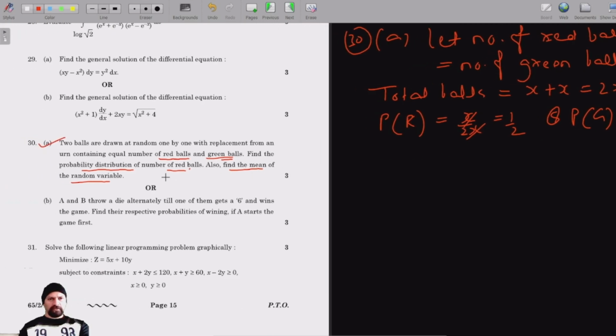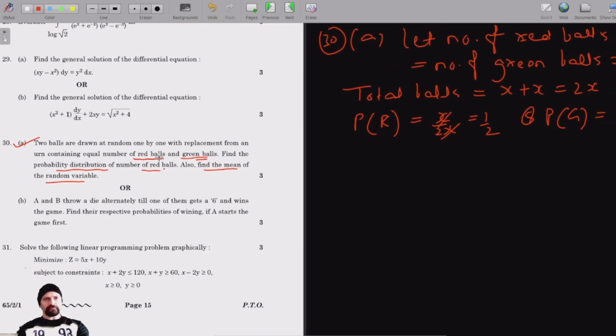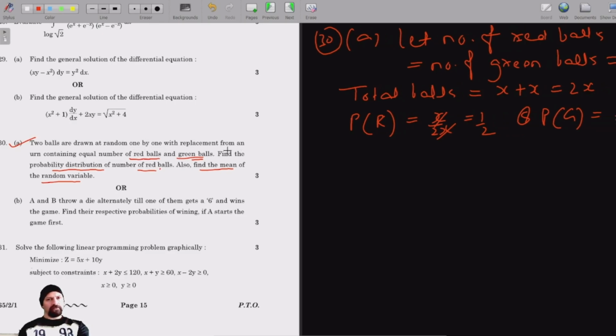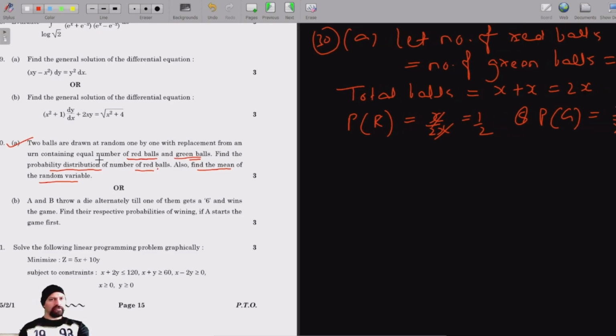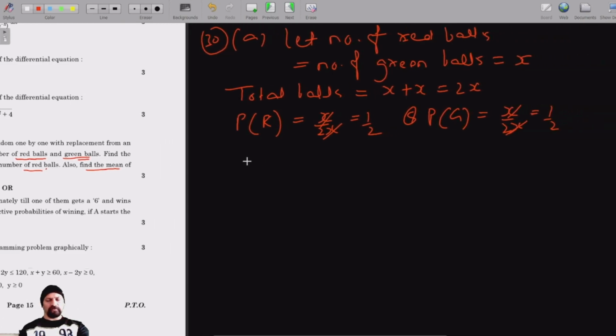Now it's given that we have to draw two balls at random one by one with replacement. So the total number of balls in the urn remains the same, and we have to find the probability distribution of the number of red balls. If we draw two balls, either none of them is red, so the number of red balls is zero, or either one of them is red, or both of them are red.